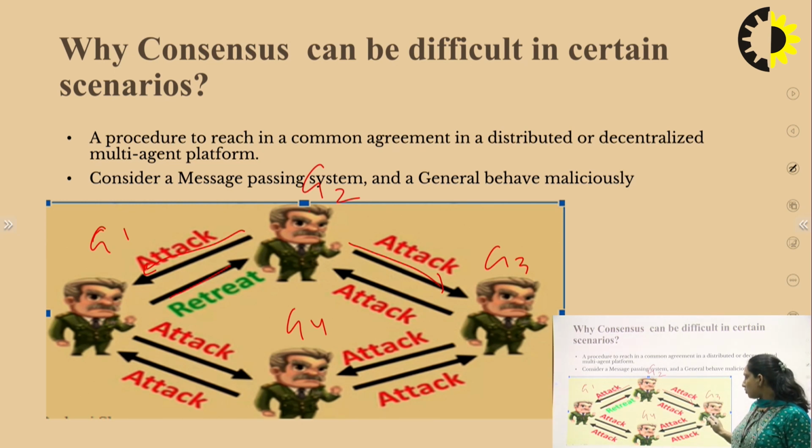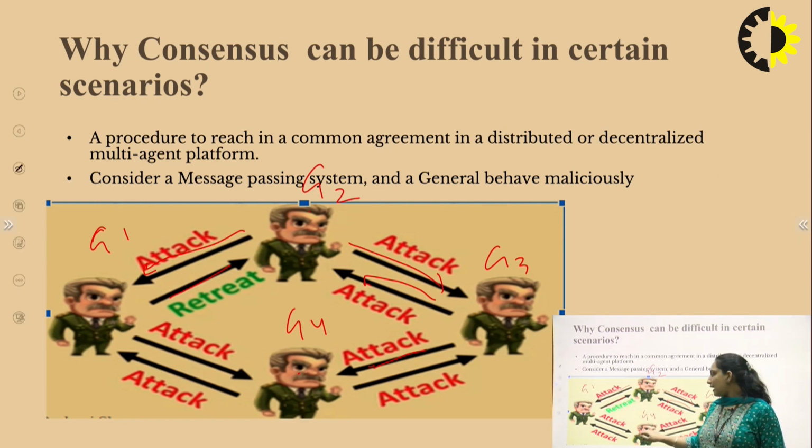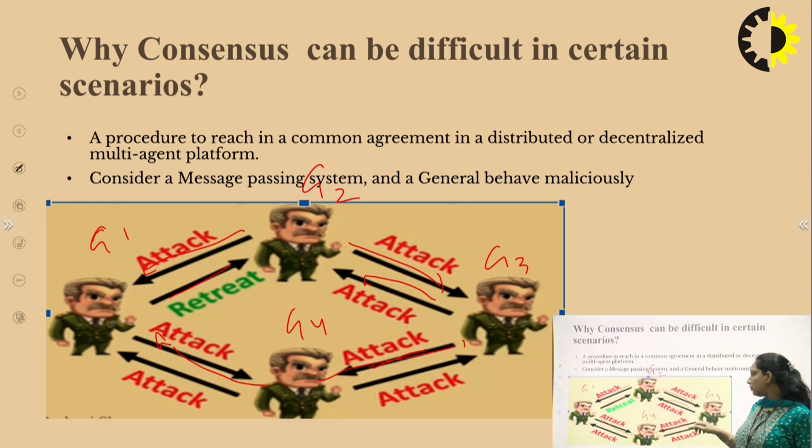If G3 is also sending to G2 or G4 that you have to attack, the same information, attack, goes to both of them because they are the neighboring nodes. And G2 is saying that we have to attack, and G3 also is saying it.